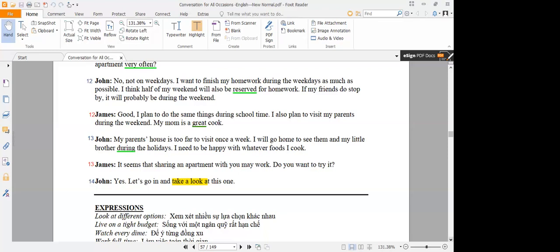My parents' house is too far to visit on a weekday. I will go home to see them and my little brother during the holidays. I need to be happy with whatever food I cook. It seems that sharing an apartment with you may work. Do you want to try it? Yes, let's go in and take a look at this one.